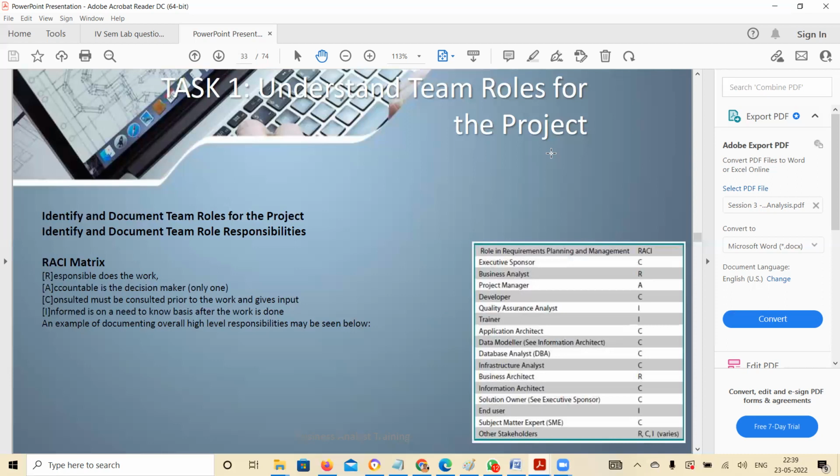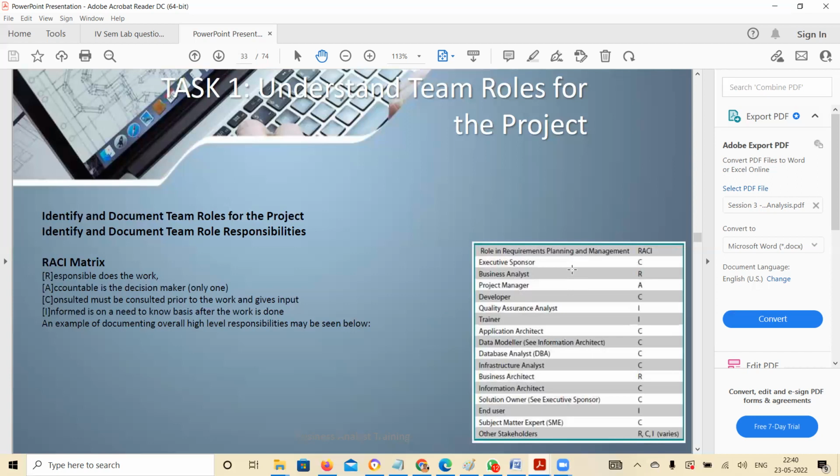So we need to create that RACI matrix. This is an example. For a process, you have the executive sponsor. The executive sponsor is mostly a consultant. If you have any question, what is the objective, what should we do, how should we proceed, all that information will be handled by the sponsor.